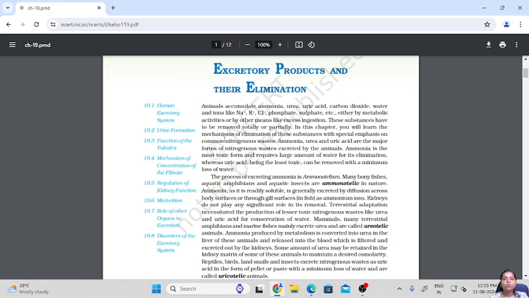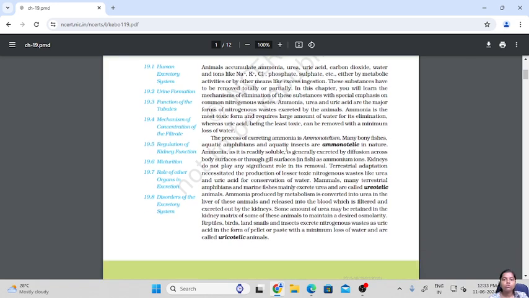Okay, so what happens in the body is that these substances need to be removed from the body totally or partially. So in this chapter you will learn about the mechanisms of the elimination of these substances, with special emphasis on the common nitrogenous waste. So ammonia, urea and uric acid are the major forms of nitrogenous waste which are excreted by animals. Okay, so ammonia, uric acid and urea.